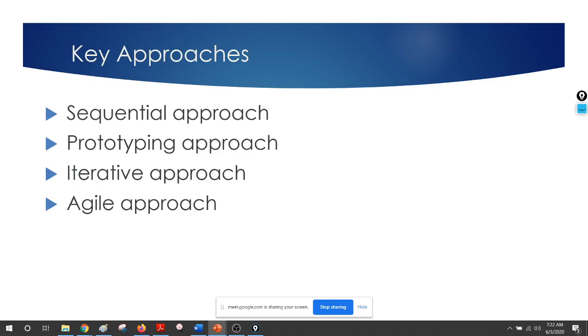Right? So let's see what the key approaches are. We have the sequential approach, prototyping approach, iterative approach, and agile approach. Those are the big approaches, right? Under that there are some sub approaches, but in general: sequential, prototyping, iterative, agile. There can be overlapping. Some textbooks will merge two of those into one. That is okay, because we just want to categorize it to understand. So sequential, prototyping, iterative, and agile. Most of the time prototyping and iterative are taken together, I just separated them, right?